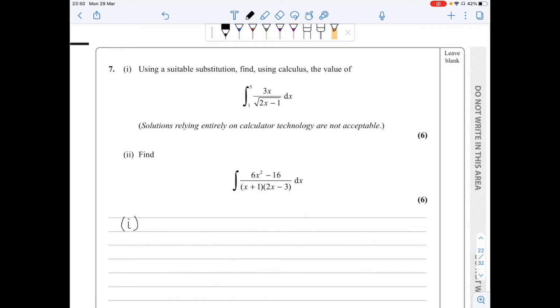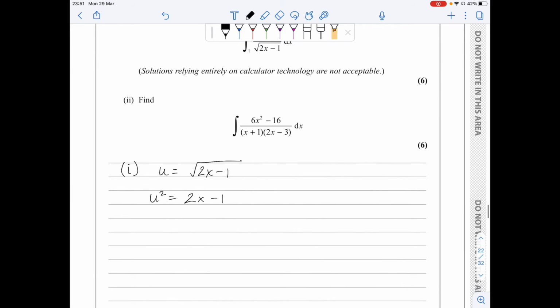In part I, I have an option. I can use u equals the square root of 2x minus 1, or I can use u equals 2x minus 1 without the square root. I will proceed with this method. Then u squared is equal to 2x minus 1. I will use implicit differentiation. So 2u du/dx equals 2. I can cancel out the 2's. So I'll be left with u du is equal to dx.